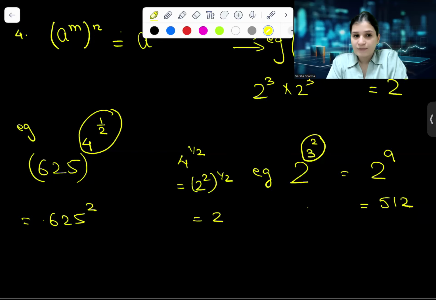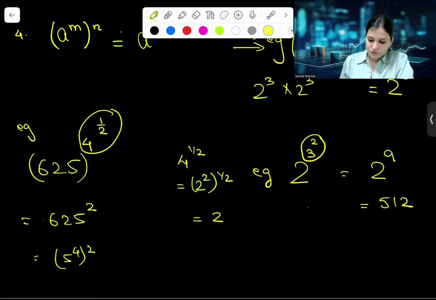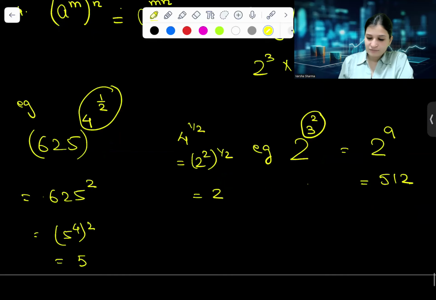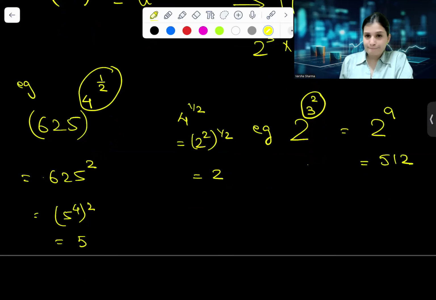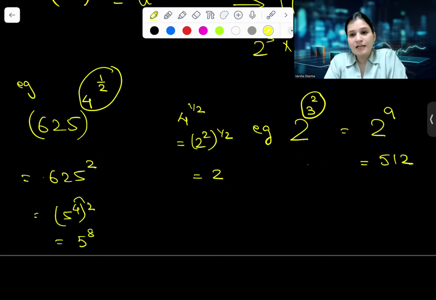25 square. Now you can write here 5 to the power what? 4. So this will become 5 to the power 8. 5 to the power 8. This we won't calculate. We don't go above 5 powers. We calculate only till 4, 5 powers. We don't calculate above that, except for the number 2.